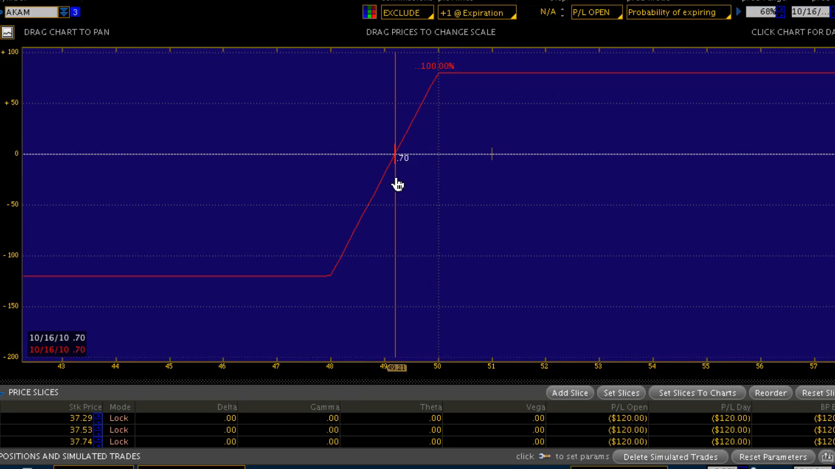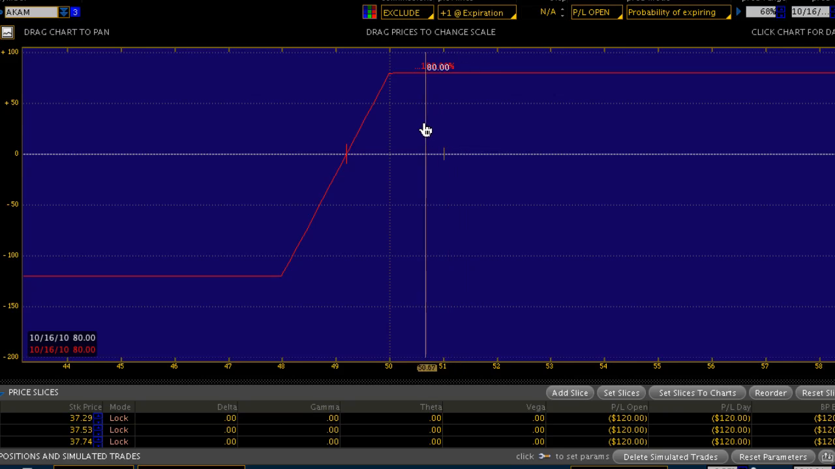So at 49.20, no profit, no loss, just break even. As we move above 49.20, you begin to profit. You're in your profit zone there, you're in the sweet spot. And anything at or above 50, you have achieved max profit, meaning that you keep the entire $80 credit per spread that you've entered.